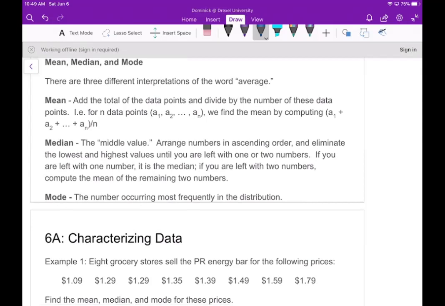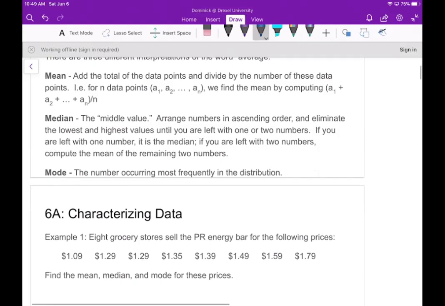You would arrange the values from least to greatest, and then you would eliminate the lowest and the highest values until you're left with either one or two numbers. If you're left with one number, that's the median. If you're left with two numbers, then you would find the mean of those remaining two numbers. And then, the mode is the number that occurs most frequently in the distribution. You could have no mode. You could have more than one mode as well. So just keep that in mind.